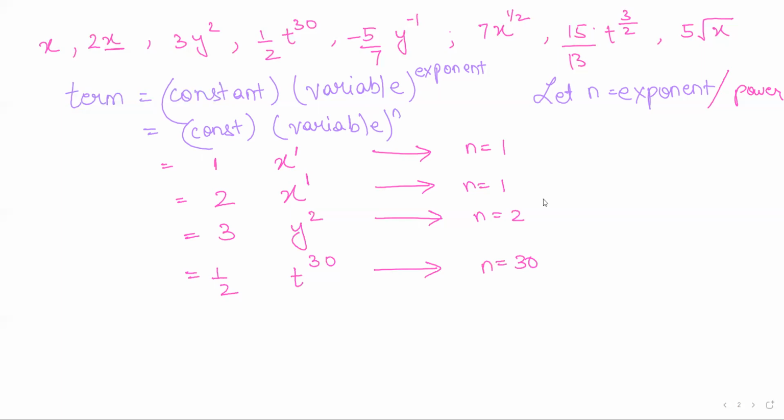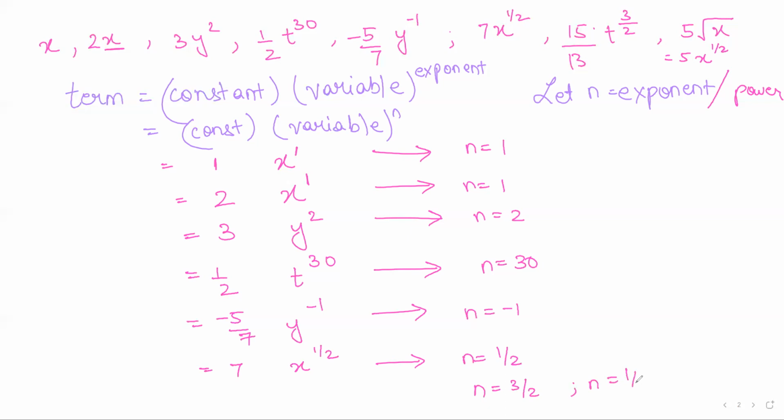In the next expression, you have −5/7 as the constant, y as the variable, −1 as the power. So n is equal to −1. Next, 7x to the power 1/2, n is equal to 1/2. Similarly, in the second last scenario, your n will be equal to 3/2. And in the last scenario, your 5 root x can be written as 5 into x to the power 1/2. So, in the last scenario, your n is equal to 1/2.